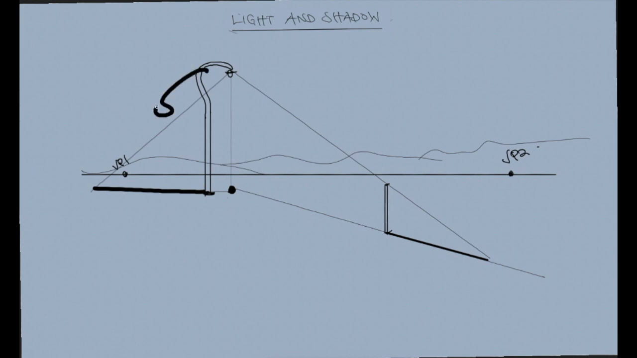So if this was a person holding a light, the shadow vanishing point wouldn't be at their feet. It would be at, you know, where the light is. That's a terrible person, but you get the idea. Yeah, and with that, I think we're done, really.